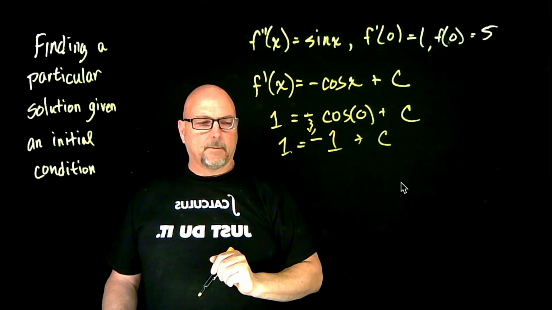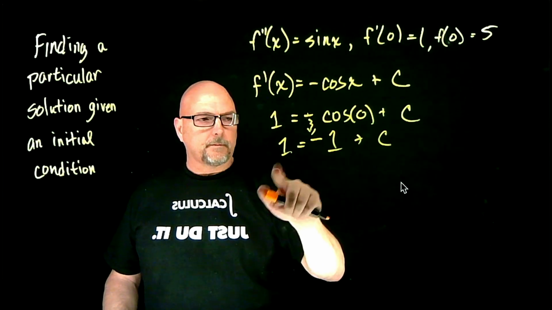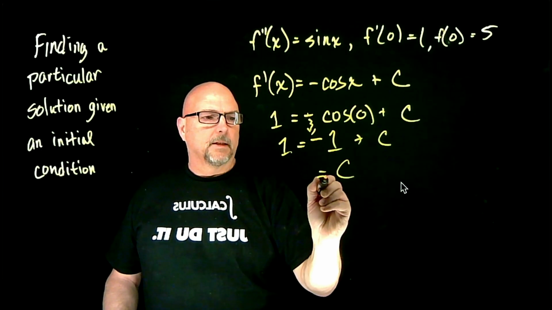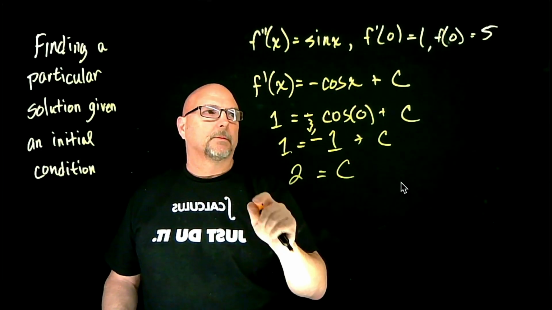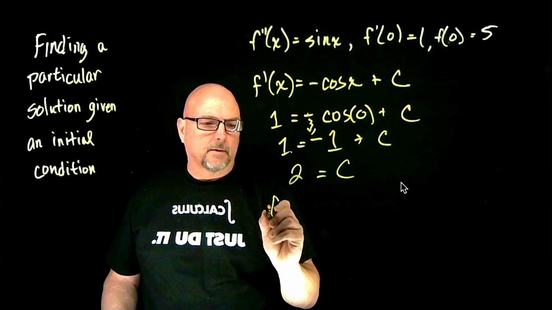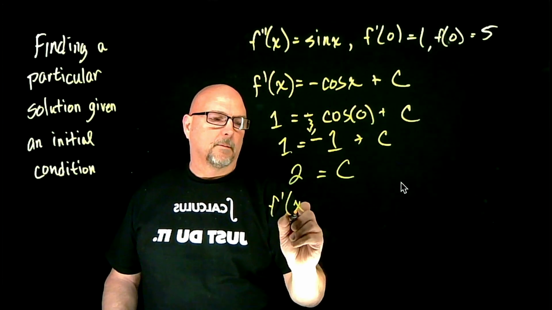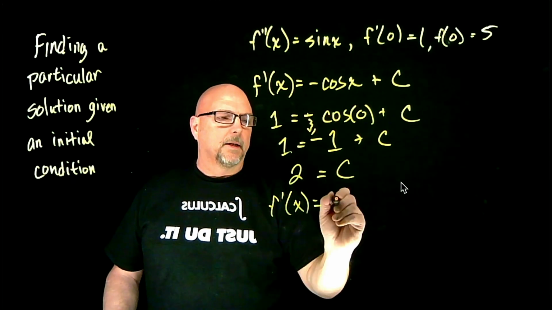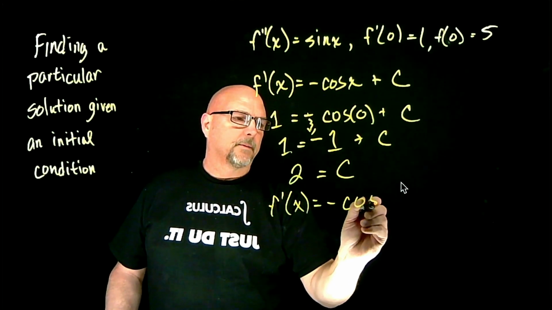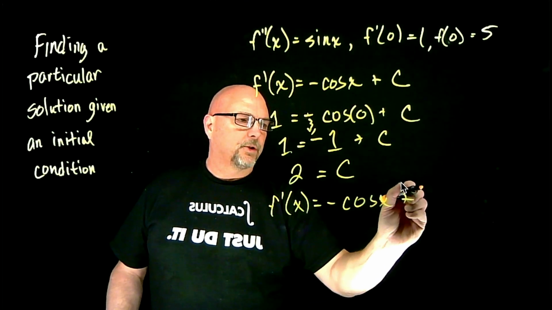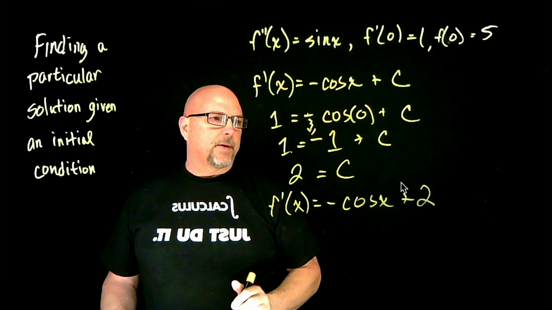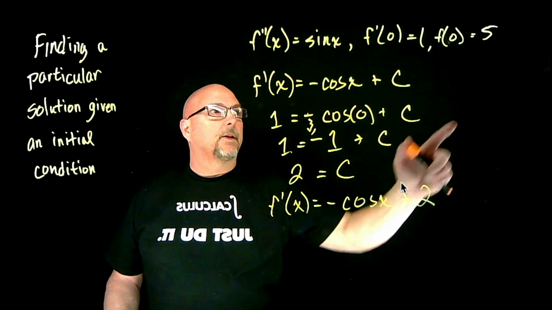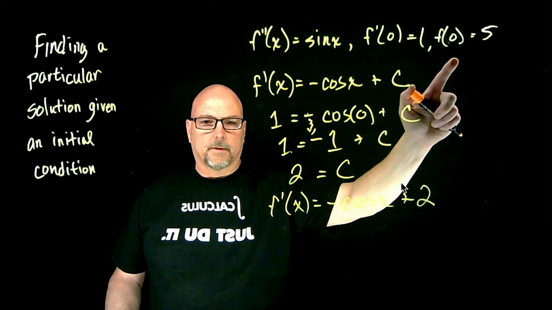So, can I solve that? Yeah, we can solve that. Add a 1 on each side. C must be equal to 2. So, my first part here, my first particular solution, if we want to call it that, is negative cosine x plus 2. So now we're going to go here and use this initial condition, okay?